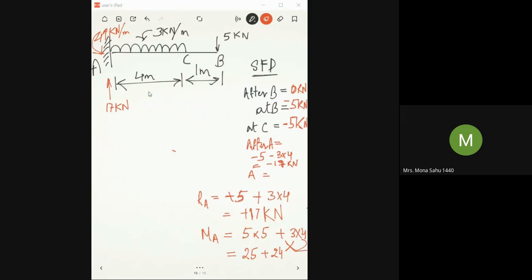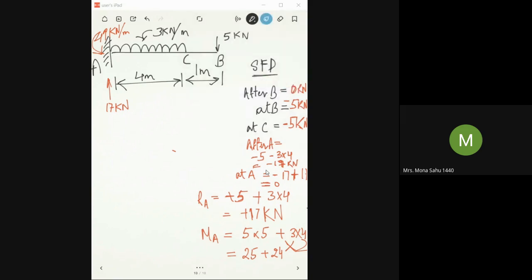So after A, what other forces do we see? 5 kilonewton, 3 into 4. So minus 5 minus 3 into 4, which is minus 17. And at A, it's going to be minus 17 plus 17, which is 0. Okay, so now you can plot the graph.